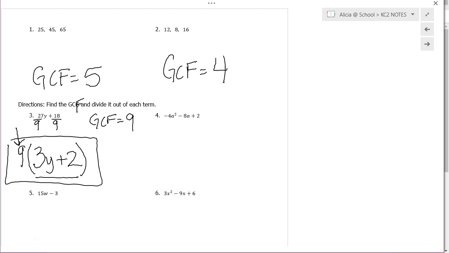Right? Well, what happens when we have a trinomial here? And I also see a negative here. So I see a 4, I see an 8, and I see a 2.